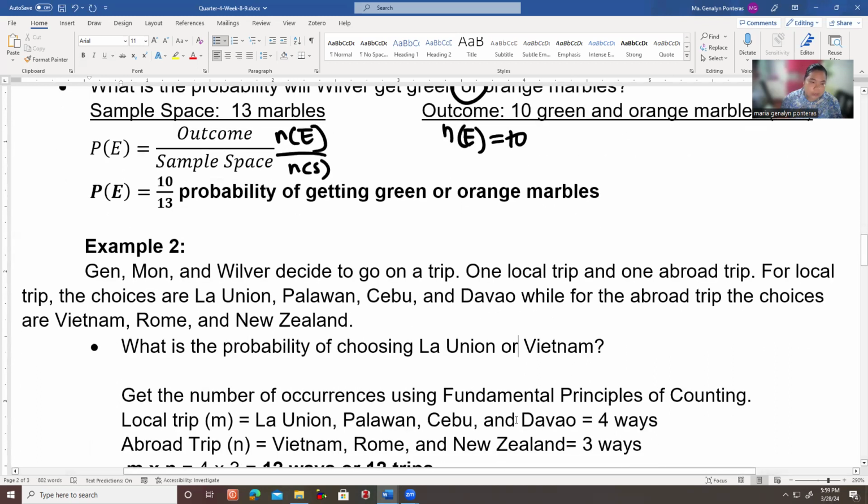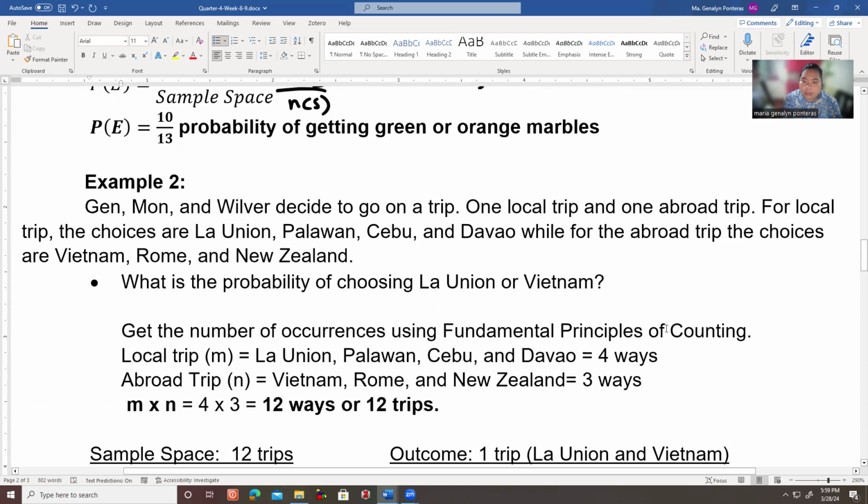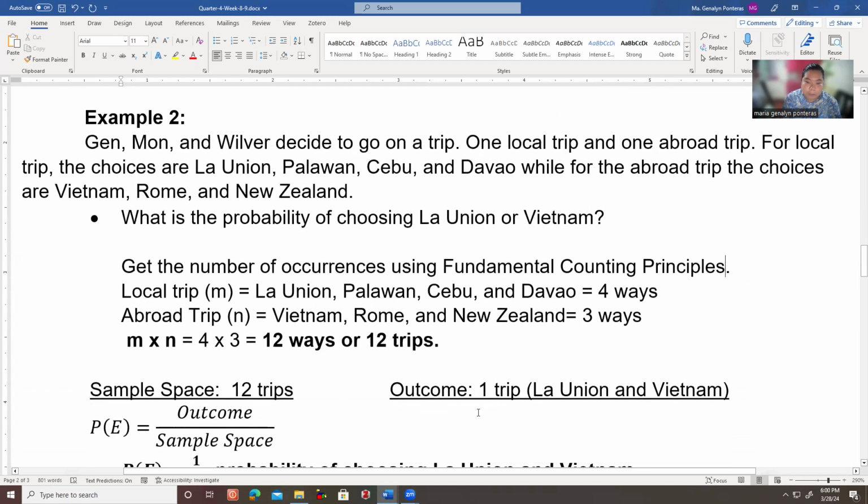In getting the probability of choosing La Union or Vietnam, first let's apply the fundamental counting principle, FCP. Sorry, it's a typo error, and we have an on-the-spot edit. For the local trip, M, we have 4. For the abroad trip, N, we have 3. So 4 times 3, we have 12 trips.